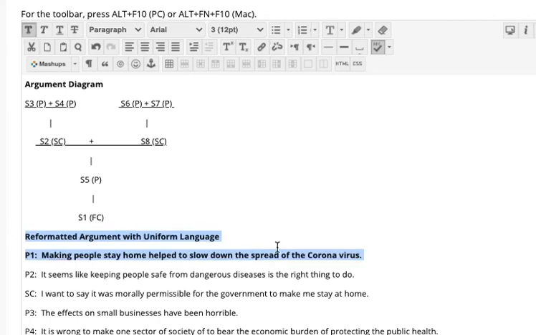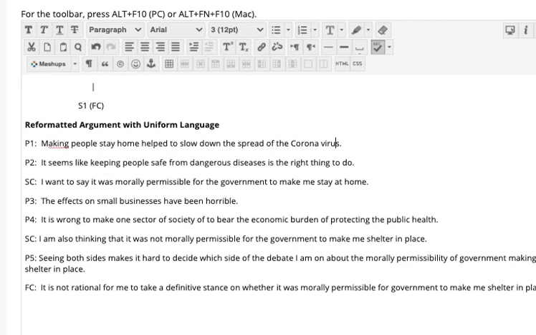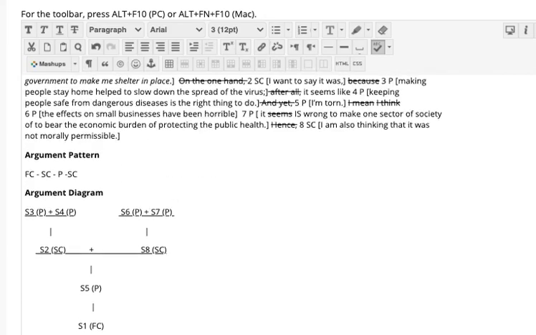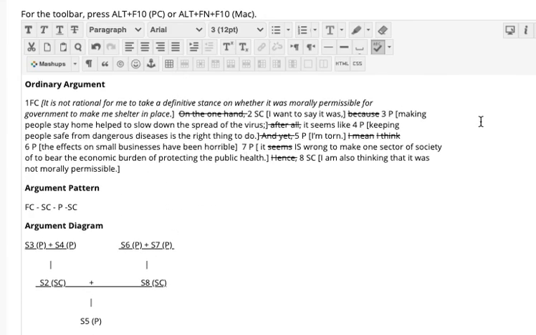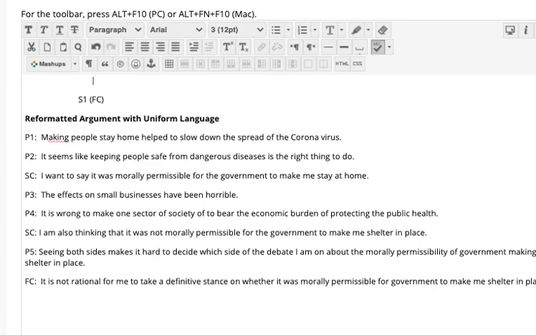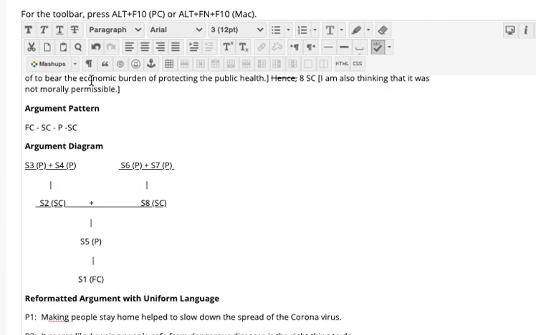And then finally, to get full extra credit, you would want to label this what? Reformatted argument. And this time, I want you to add this, with uniform language, to remind yourself that you should be applying uniform language, but don't go too crazy. Look at all the examples and notes to make sure that you're sticking to the kinds and instances of uniform language applications that I've given you.